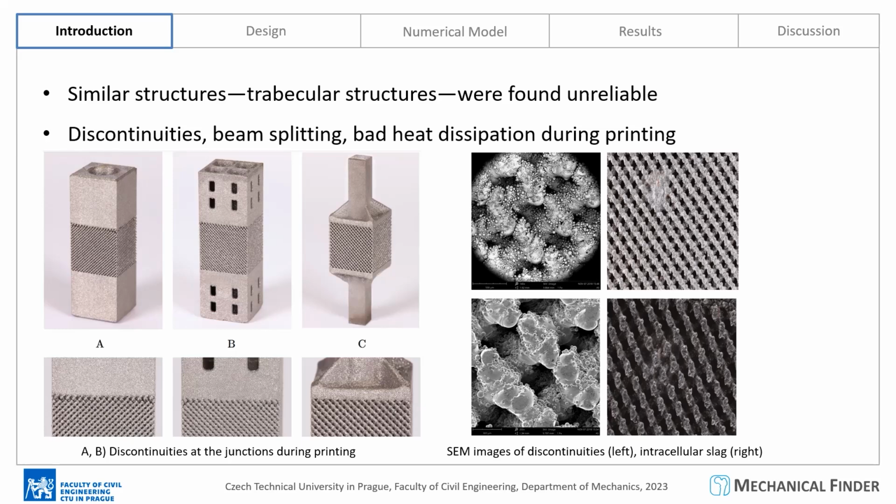As you can see from the images on the left, the trabecular homogeneous junction suffers from discontinuities at the junction. This leads to eventual tearing and complete unusability of the specimens. From the figure on the right, you can see scanning electron microscopy images of said discontinuities and also another defect, which is slack inside the individual cells.